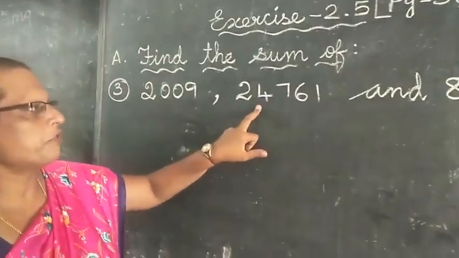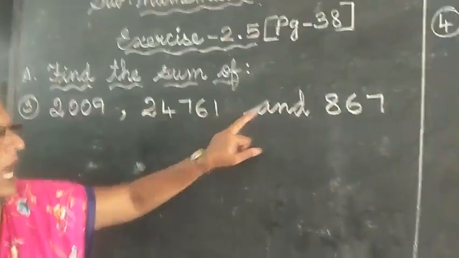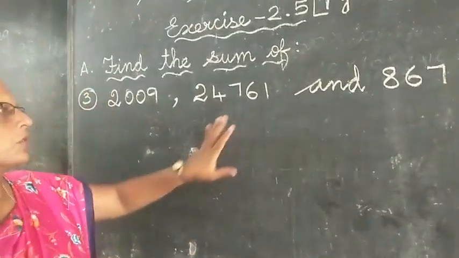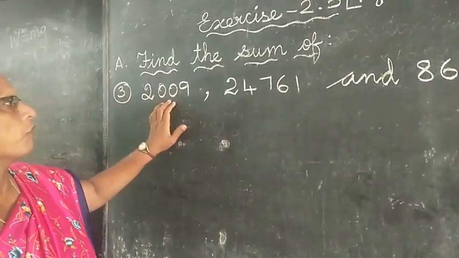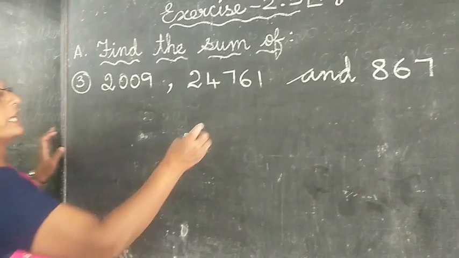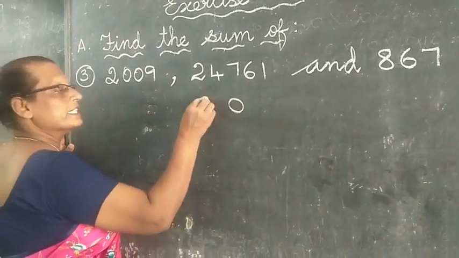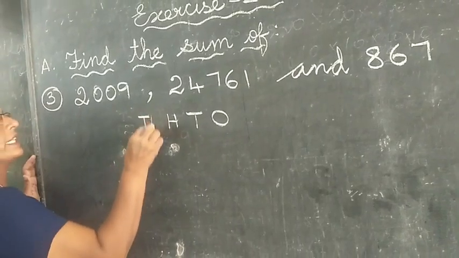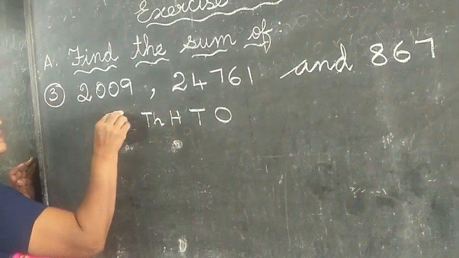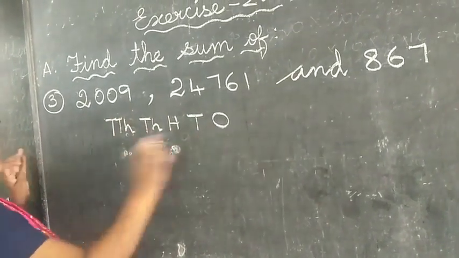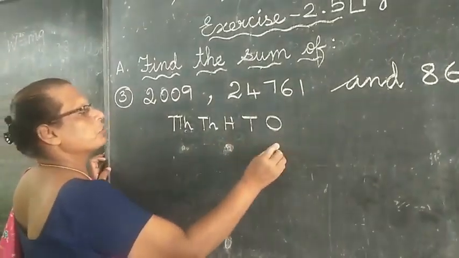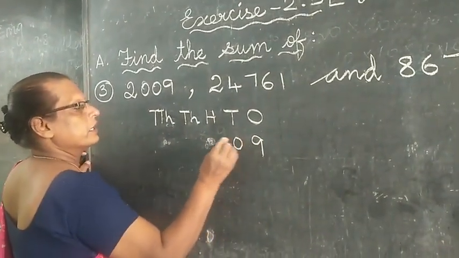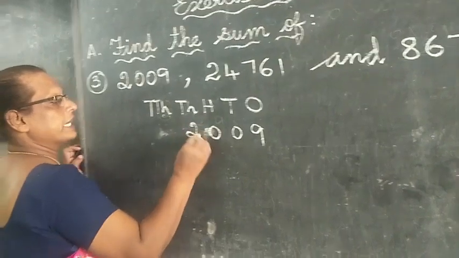2009, 24,761 and 867. So here 5 digit is there, 4 digit and 3 digit. So we have to write 5 digit ones. This is for your understanding only. You no need to write this, but you have to write correctly. Okay, children? You should not make mistake. For that reason only I am writing this. Okay, first 2009.